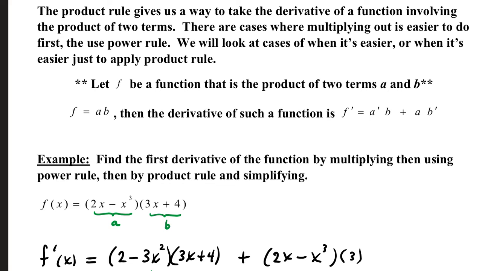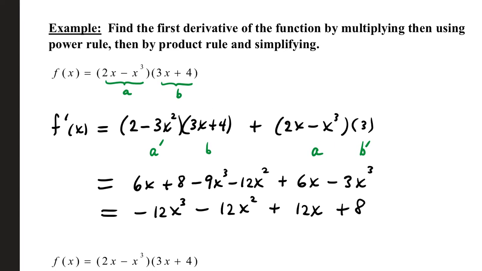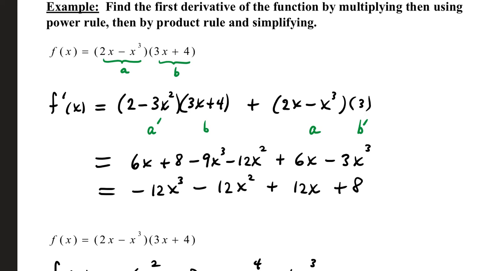Example: find the first derivative of the function by multiplying, then using the power rule, then by product rule and simplifying. So we're going to do it two ways. If it works out to where you can do it both ways, you pick which way you like better.